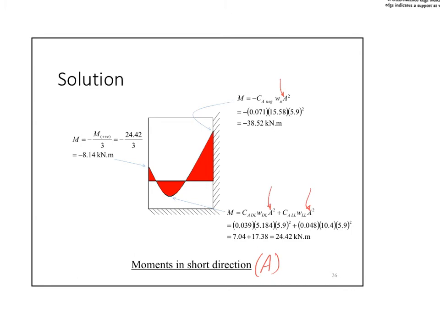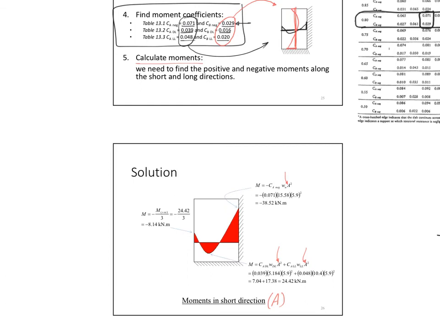With the negative, I'm pulling out the number, which is over here. A, I have 0.071, I pulled it here. This is the negative. So it's equal to CA negative times the W ultimate, this is the total load, times A squared. So this is one shot, get one equation, one number, minus 38.52.